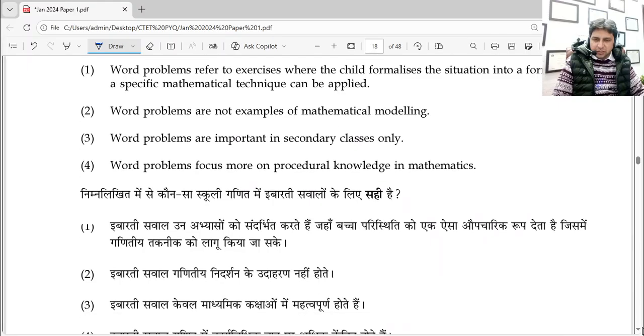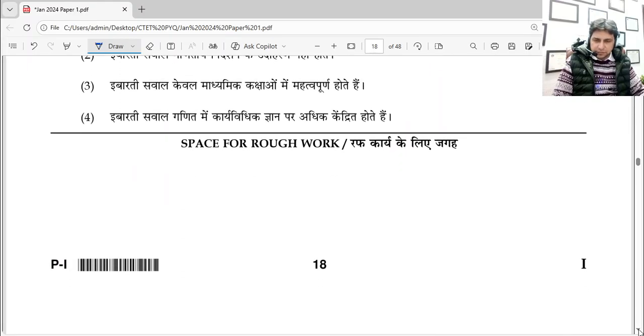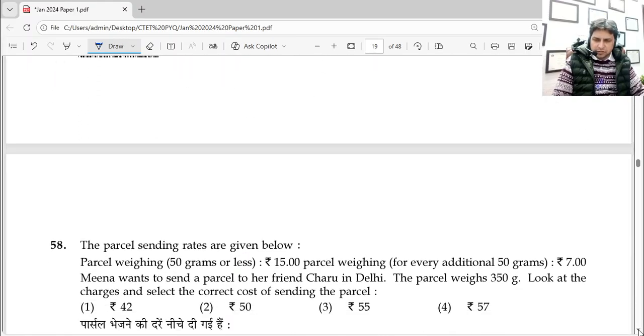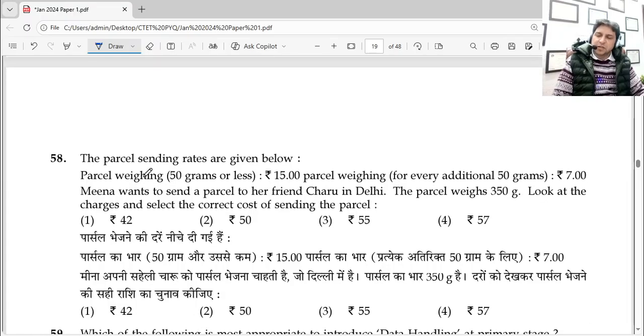57 again a theoretical one. Not even a word problem, theoretical. This is a word problem. The parcel sending rates are given below. A parcel weighing 50 grams or less is 15 rupees, and for every additional 50 grams you have 7 rupees. Meena wants to send a parcel to her friend Charu in Delhi. The parcel weighs 350 grams.